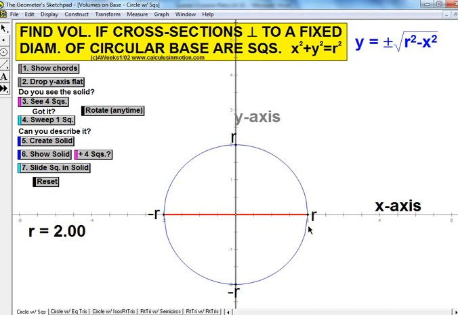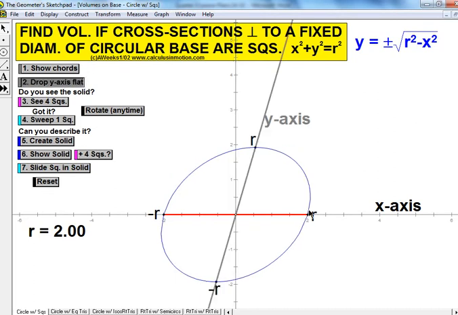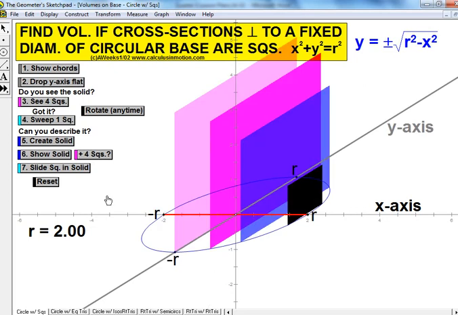I'm going to show you this. If we were to drop this flat, so we can see what's going on, here are our four different squares. Close to the middle right here, the squares are going to be taller. Close to the edge, they're going to be shorter. Make sense? Do you see the shape now? What we would do is find the volume of the slice and then add up all the slices. This is actually just the slice.